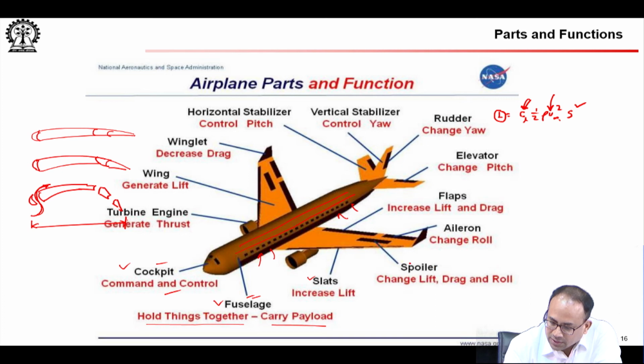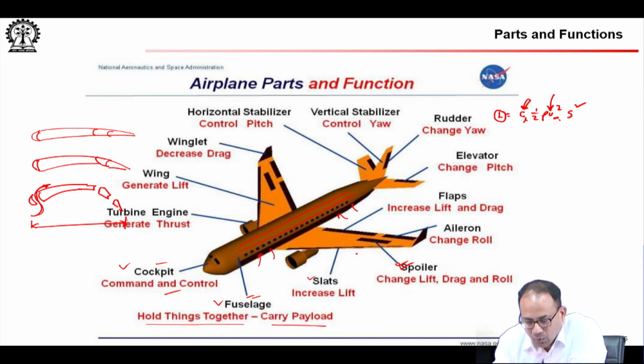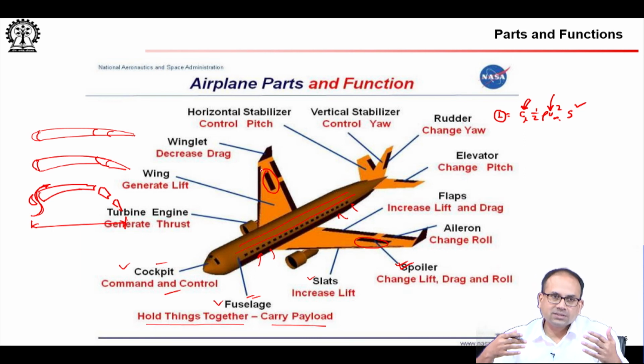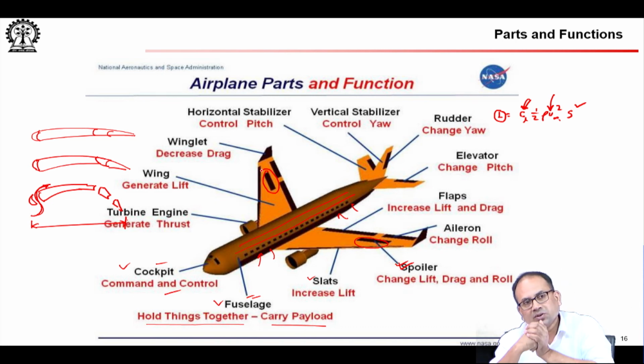So, slats, spoiler. We have not talked about spoilers. If you have seen out of the window of civil aviation aircraft, upon landing you will see small slots that open up. These things open up and stick almost perpendicular, well not perpendicular, but say 60 degrees or even more to the top surface of the wing. So, what it does is it increases drag.